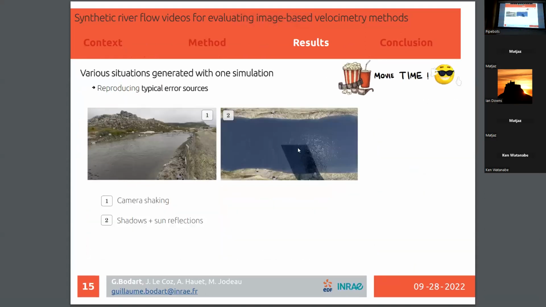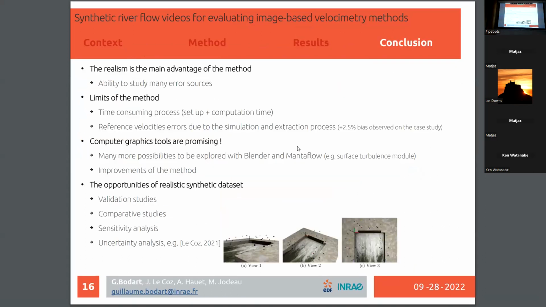Yeah, another one here with shadow. So if you're interested, I can share the whole data set. I'm actually building up a large data set with various conditions. And so, yeah, here are the conclusions.